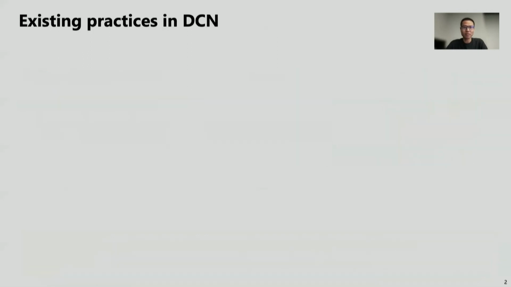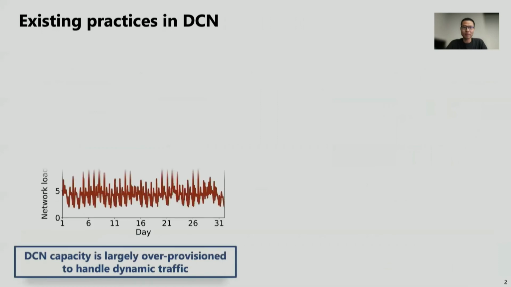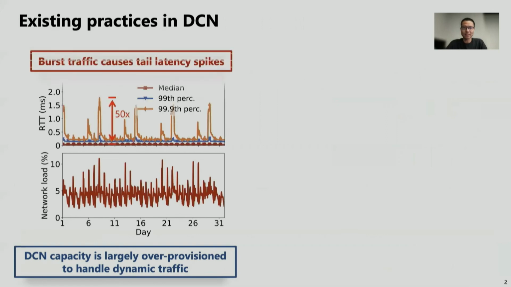We studied the performance of existing practices in Alibaba Cloud, including both production compute and storage scenarios, and the observation is consistent. DCN capacity is largely over-provisioned, yet it still cannot efficiently isolate network resources among tenants at short-term scale. We can see that burst traffic from another tenant can cause 50 times latency inflation.